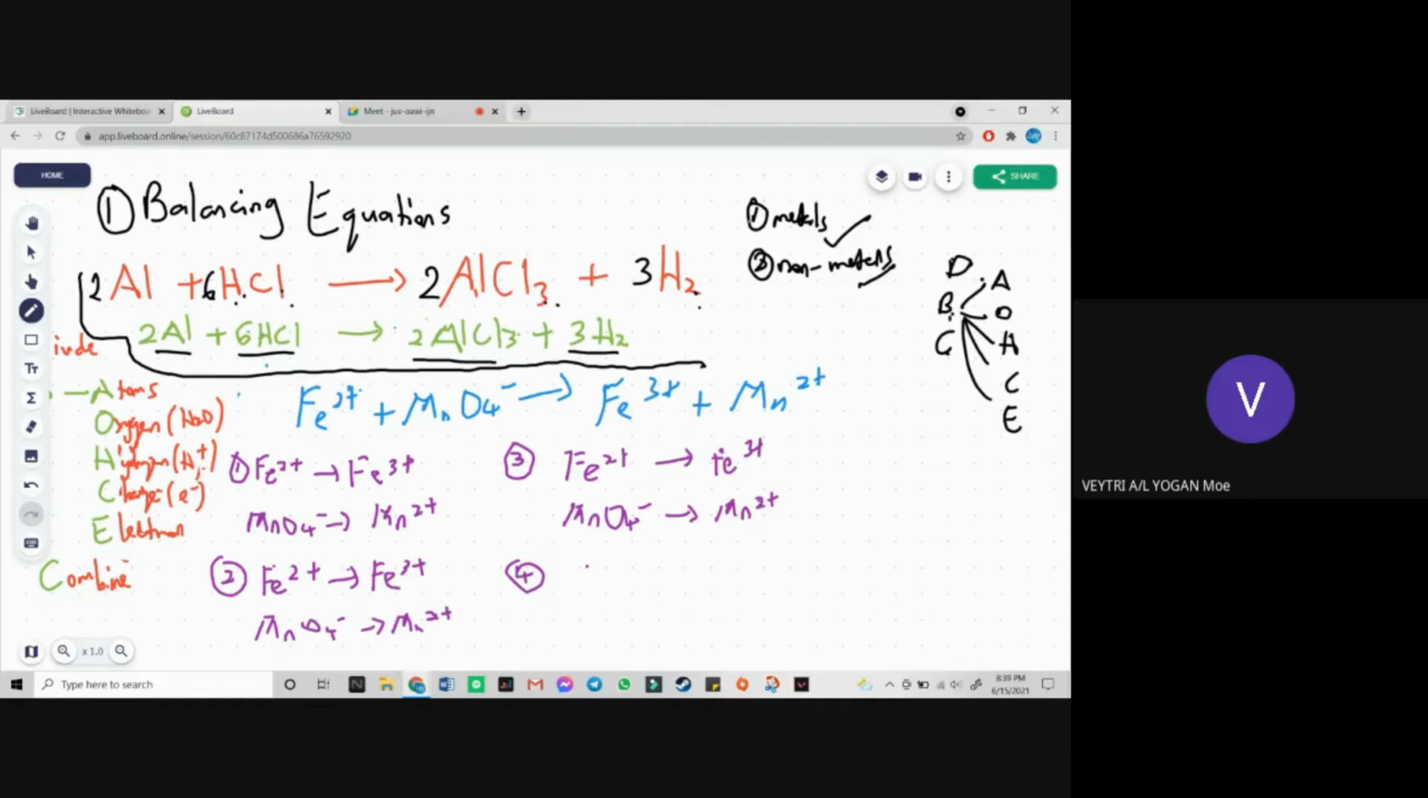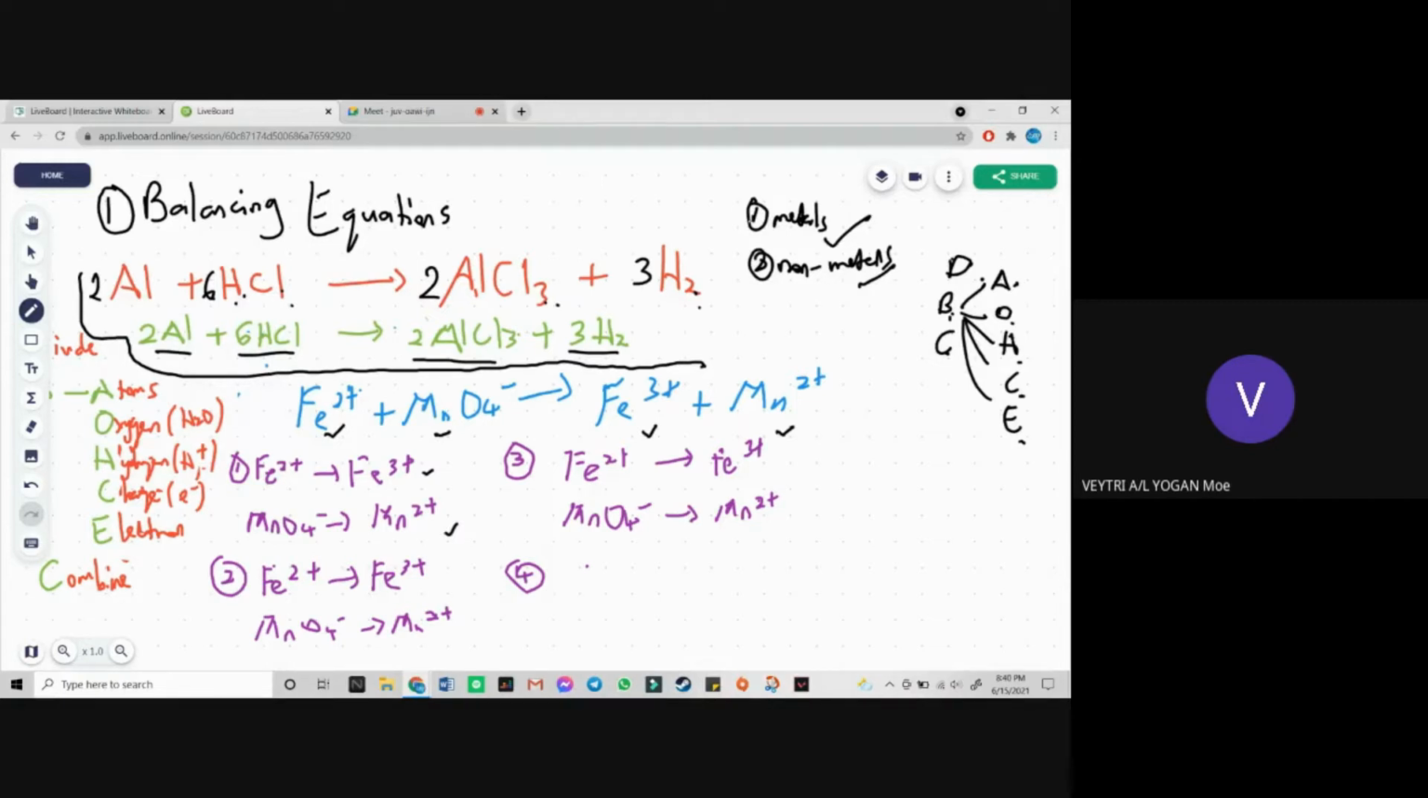Divide first, then balance what? Atoms, oxygen, hydrogen, charge, electrons. How does this work? Let's say we are talking about divide. You have to divide. Here we talk about ferrum or iron, and on the right side there is also ferrum. You divide the common ones and put it as the first equation. Second equation, here Mn, manganese. On the right there is manganese. Divide that into one common equation. That is how you divide.